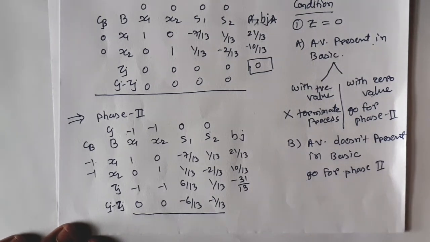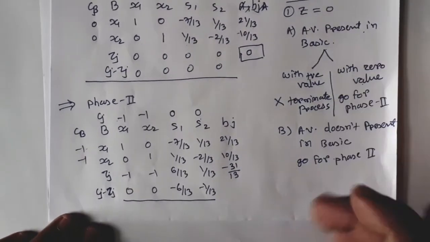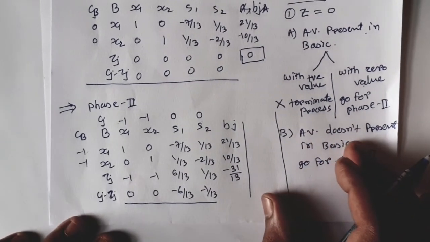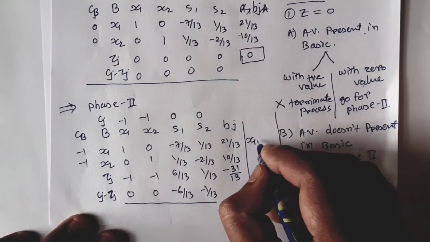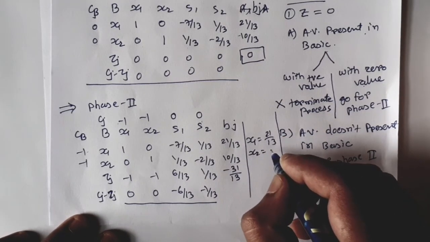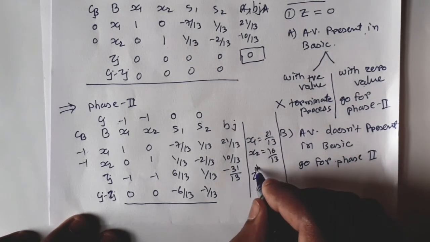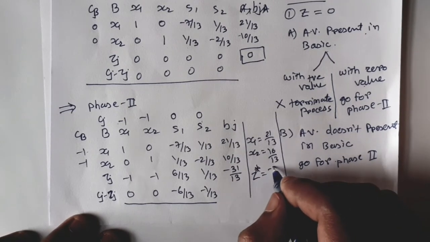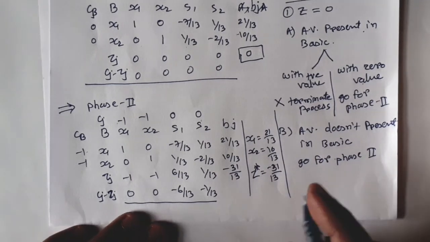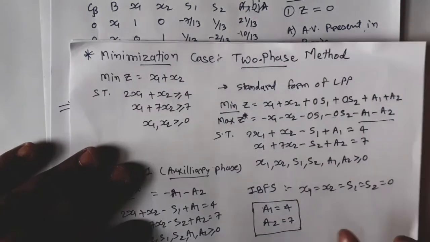So our solution will be like this. From the basis variable column, x1 equals 21 by 13 and x2 equals 10 by 13. This is our objective function, and the value of z star equals minus 31 by 13. But keep in mind, this is the value of z star. Our original problem is minimization of z.